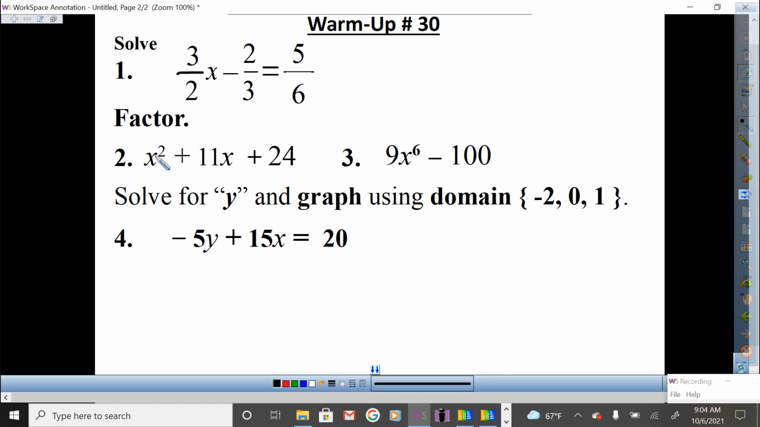Numbers 2 and 3 is factor. x squared plus 11x plus 24. And number 3, 9x to the 6 minus 100. Number 4, once again, solve for y, then graph using the domain -2, 0, 1. And the equation given is -5y plus 15x equals 20. See how you do with that? Give you some time, copy and go.